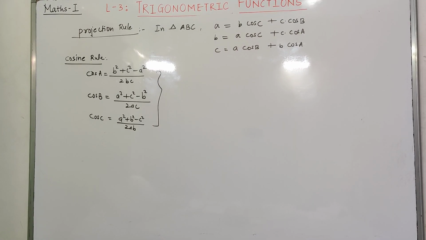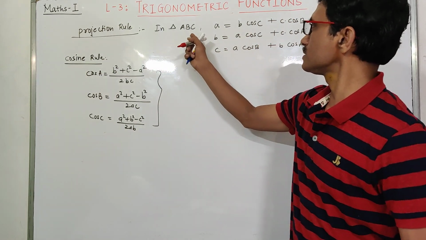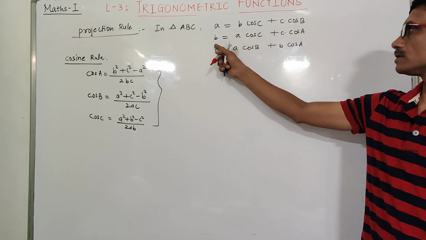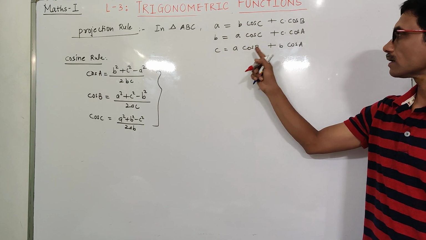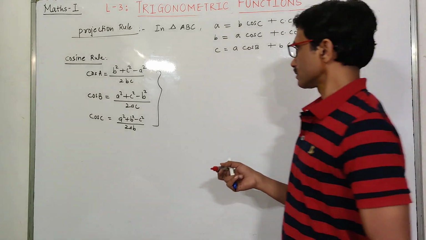Now we will see the projection rule. What is the projection rule? In triangle ABC, a is b cos C plus c cos B, b is a cos C plus c cos A, and c is a cos B plus b cos A. This is the projection rule.